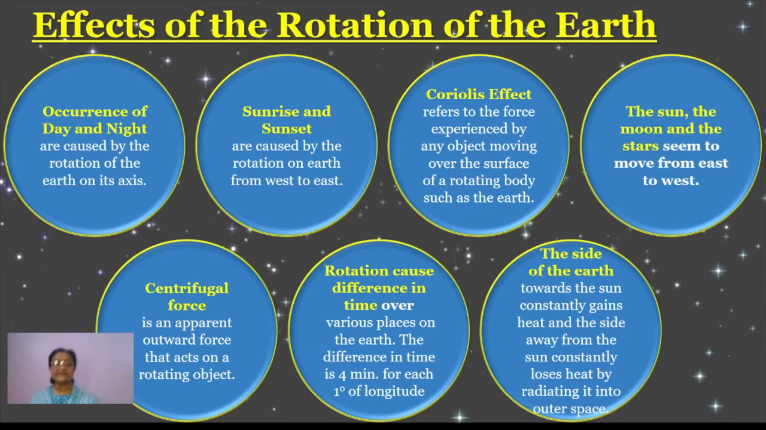Clear? Next is the side of earth, or you can say in a better way, that part of earth which is facing the sun always gets more light naturally, and along with the light it gets more heat also, more insolation. But as compared to that, the side of it which is away from the sun is always under dark, and so it gets less heat. So these are the main effects of rotational movement of earth.